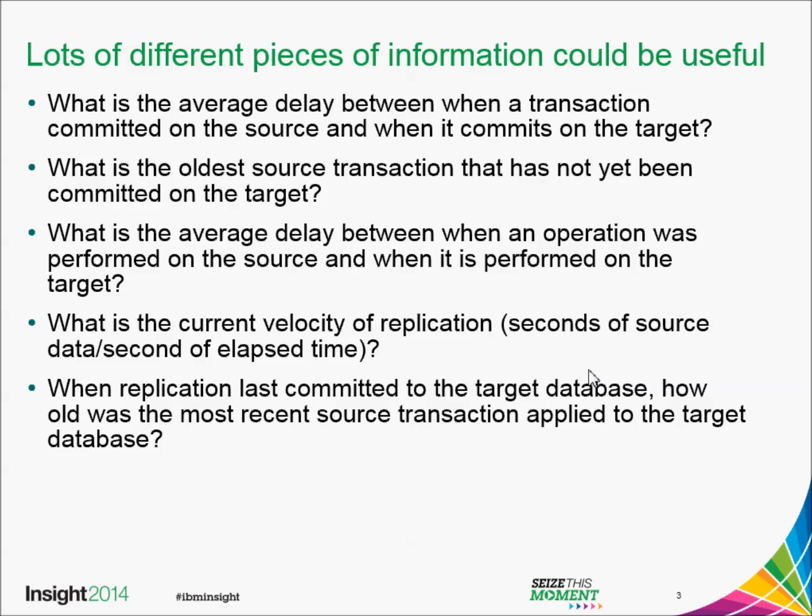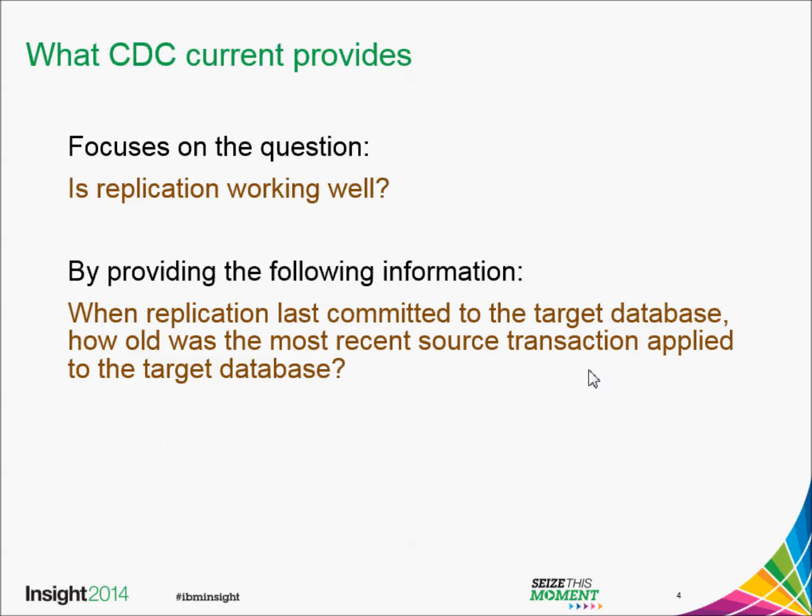These are just some of the examples that we know, that we've thought of, that we think might be interesting. But as you may know, if you're a CDC user, we provide a single value. And so I wanted to give you some background on what that value is and why we've made that choice. We've worked with our thousands of customers over the last couple of decades to really optimize, if we're going to provide a single value, what should that value be? And we focused on the question, is replication working well?